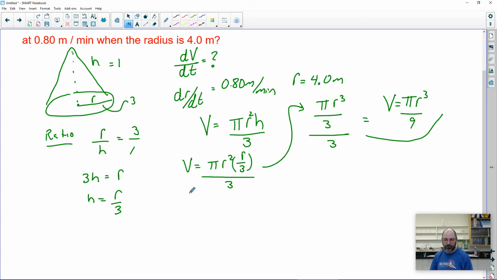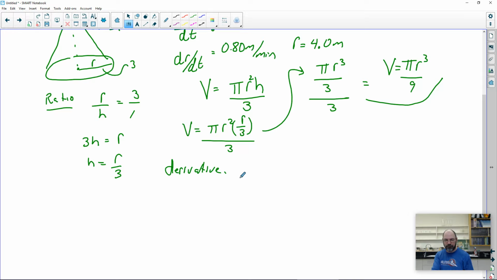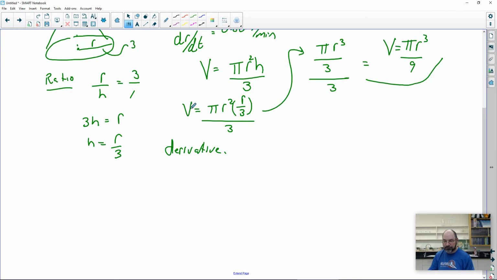So now we're going to take the derivative, so that we can plug in what dr/dt is at a particular radius and figure out what dV/dt is. Okay, so let's go ahead and do that. So here we go. dV/dt is equal to, okay, pi over 9 is a number. Then we're going to take the derivative of r cubed. So that's 3r squared dr/dt.